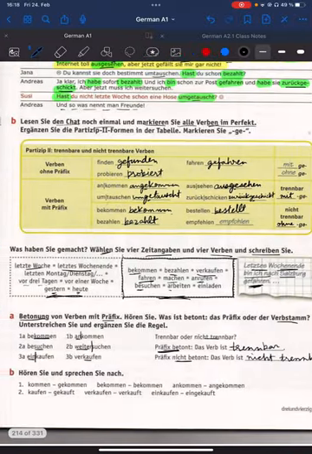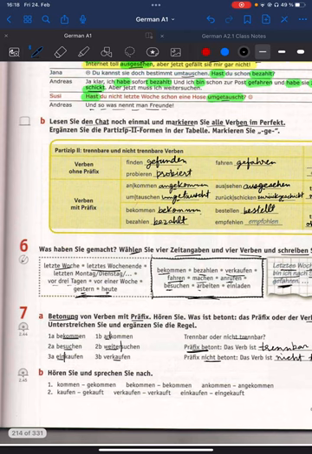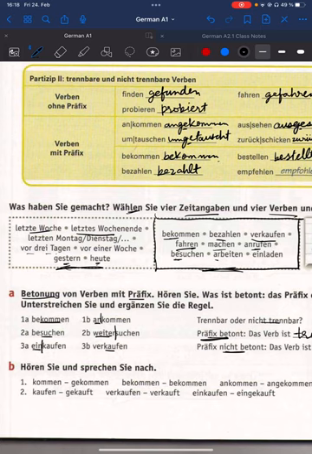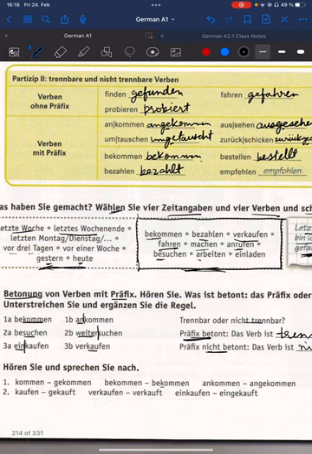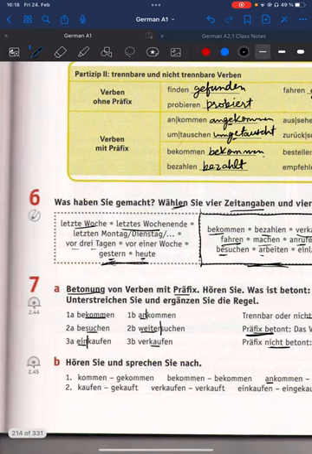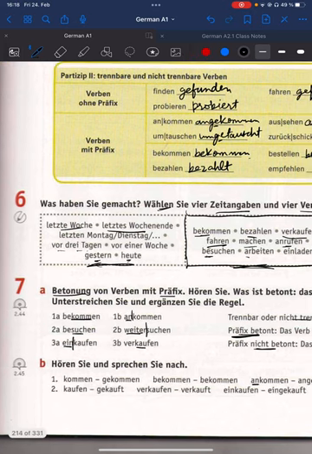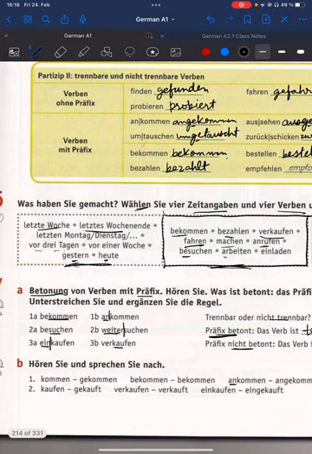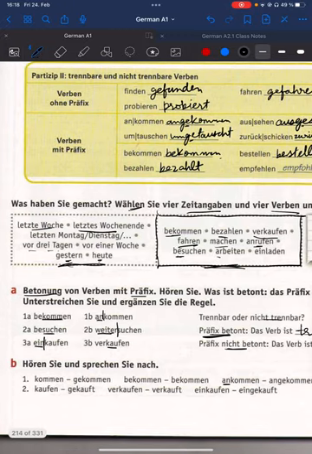Aufgabe 7b. 1. Kommen. Gekommen. Bekommen. Bekommen. Ankommen. Angekommen. 2. Kaufen. Gekauft. Verkaufen. Verkauft. Einkaufen. Eingekauft.